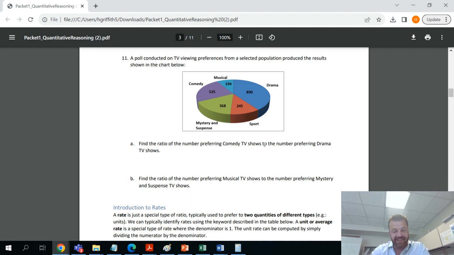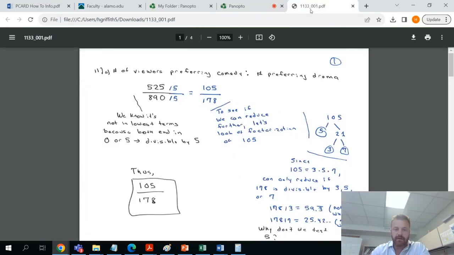So what is to the right of the keyword "to"? The number preferring drama TV shows. So if you were writing this out, you'd probably underline number preferring comedy TV shows. You'd go up to your pie chart and say that is 525 people. Underline the number preferring drama TV shows. You'd go up to your chart and see that that is 890, and you would write that as a ratio. And that's exactly what I did here. I wrote the ratio 525 over 890.